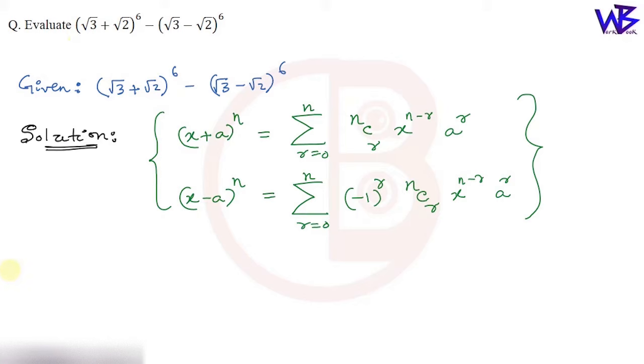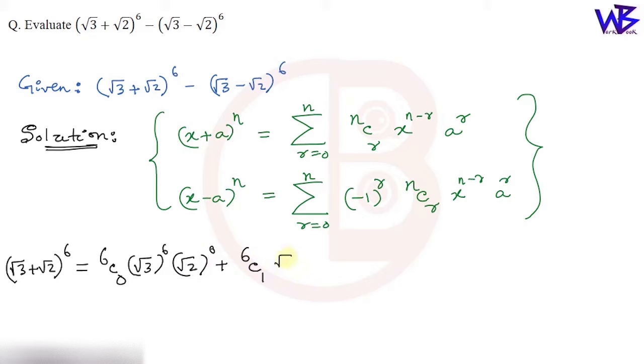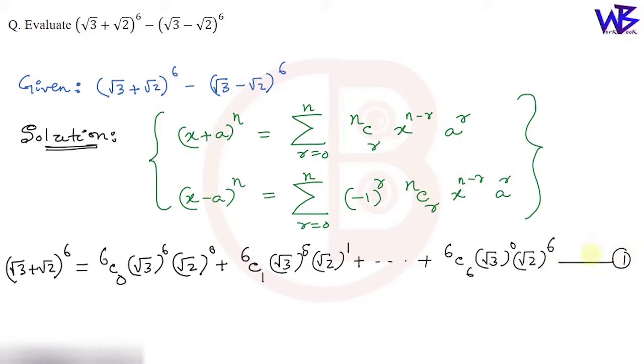So let us first expand (√3 + √2)^6. This will be equal to 6C0 (√3)^6 (√2)^0 plus 6C1 (√3)^5 (√2)^1 plus up to 6C6 (√3)^0 (√2)^6. Let this be equation number 1.